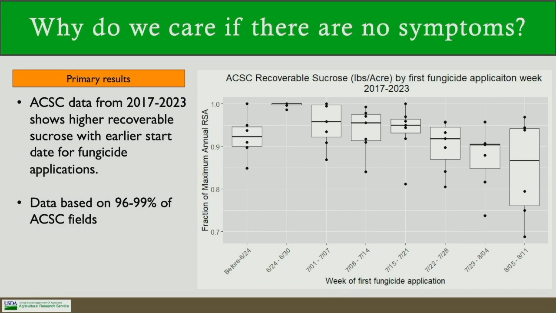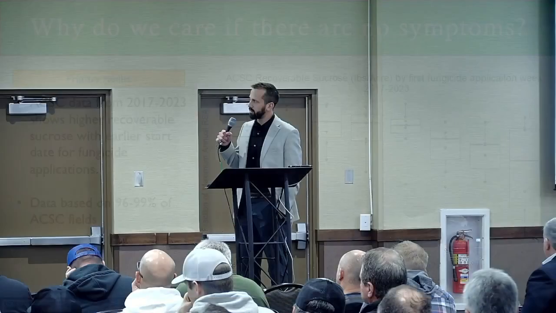And then you can see that from the last week of June to the first week of July, there's about a 4% reduction in recoverable sucrose. That's fairly stable across July, and then as you head into the last couple weeks of July and August, that starts to drop off again. So this is telling me that by controlling Cercospora early in the year, we're preventing a larger issue for the plant to deal with, and that's resulting in an increase in recoverable sucrose.